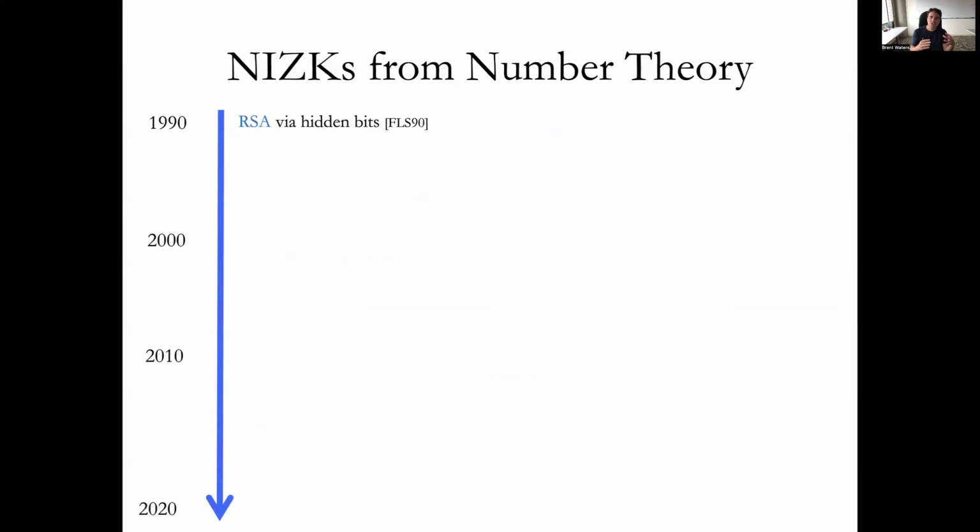Now, if you want to look at the history of getting NIZKs from number theory, it's both very interesting and also very challenging. It's been hard to come by these things. The first instance we can look at is due to this FLS paper, where in 1990, they showed how to get it from the RSA assumption. And it wasn't until about 13 years later that Canetti, Halevi, and Katz showed a second number theoretic primitive, roughly bilinear maps, from which we could get NIZKs.